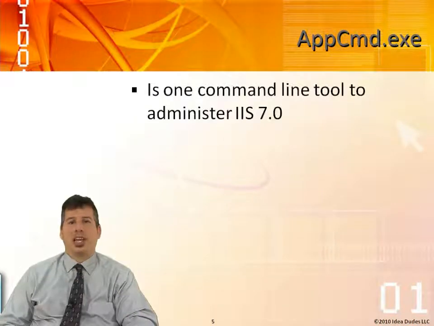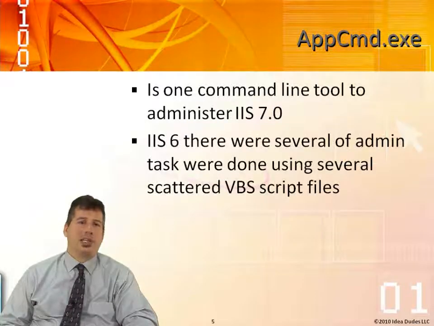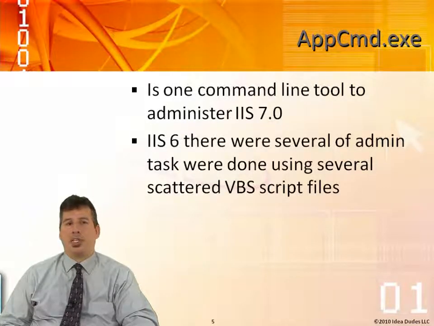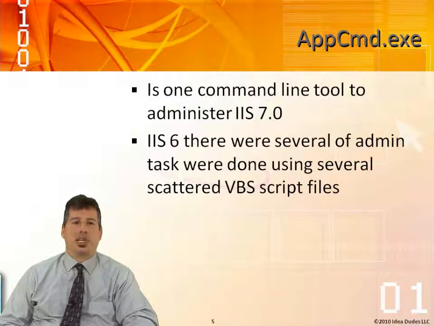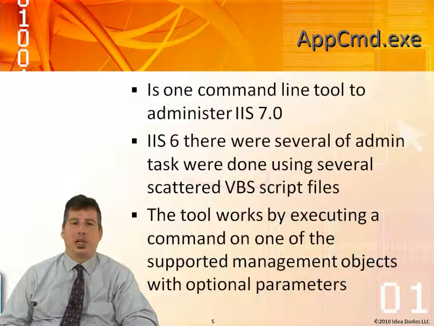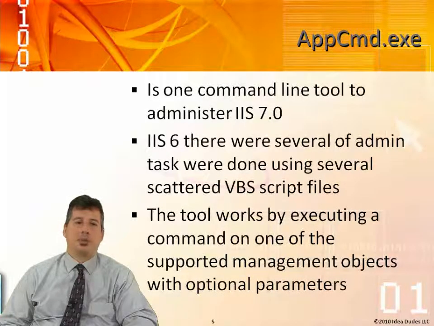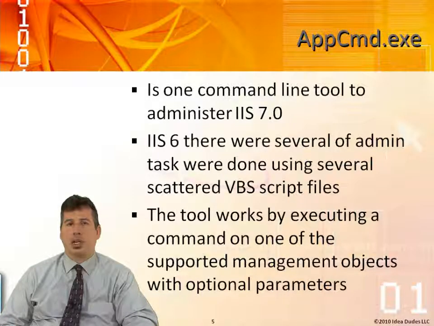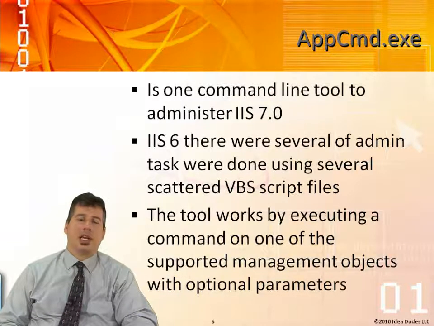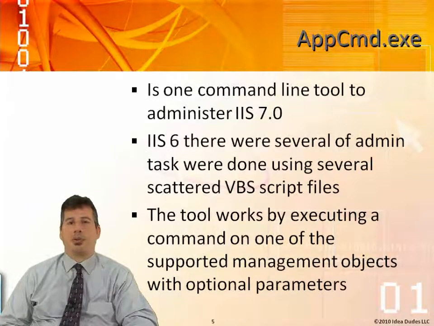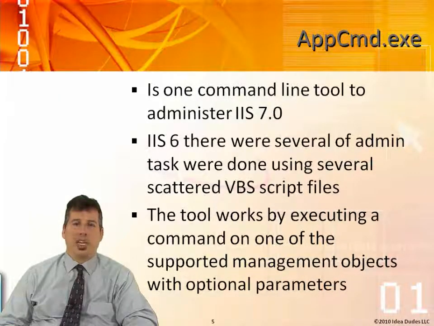AppCmd is one command line tool to administer IIS 7.0. In IIS 6.0, several of the admin tasks were done using several scattered VBS script files. The tool works by executing a command on one of the supported management objects with optional parameters. So the AppCmd, remember what it does is it makes changes to the applicationHost.config, machine.config, and the web.config. So that's what we're working on when we're making changes using the AppCmd.